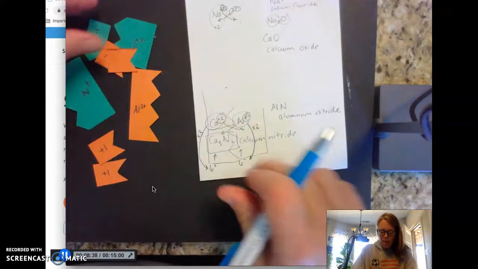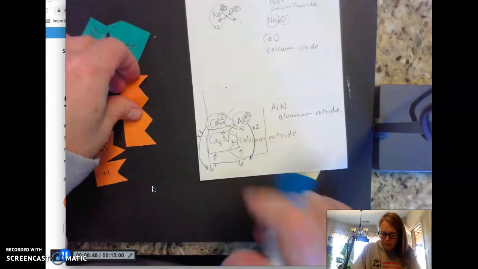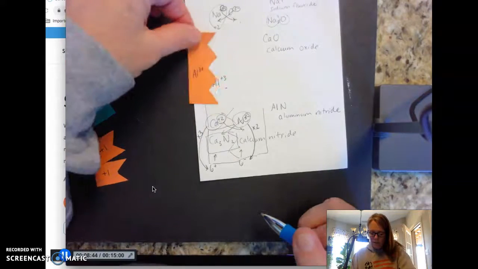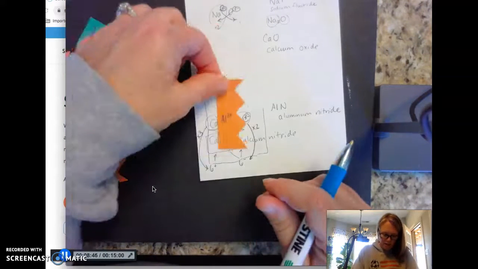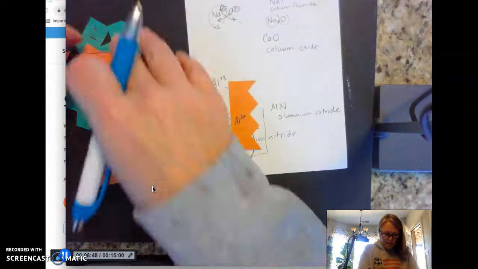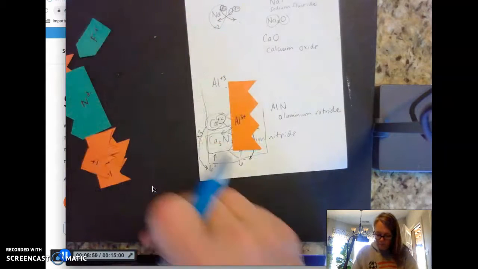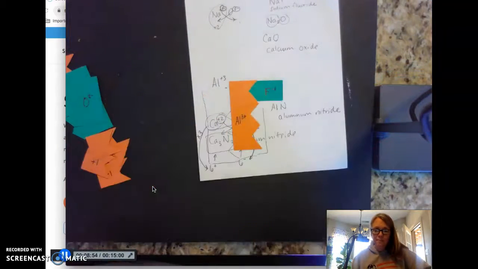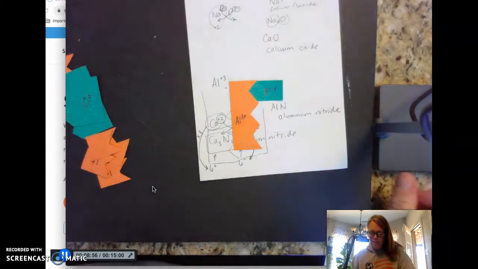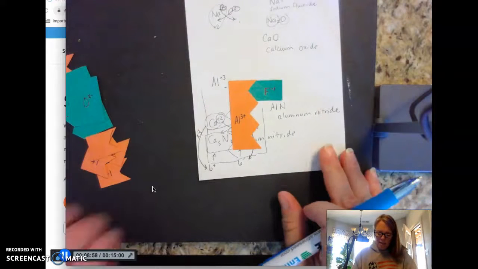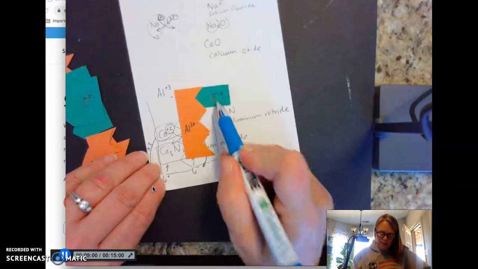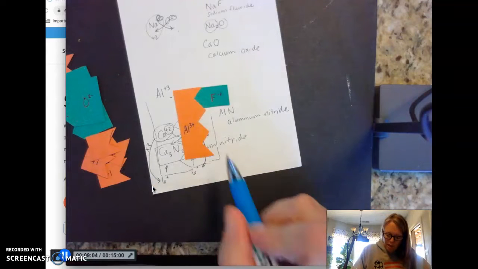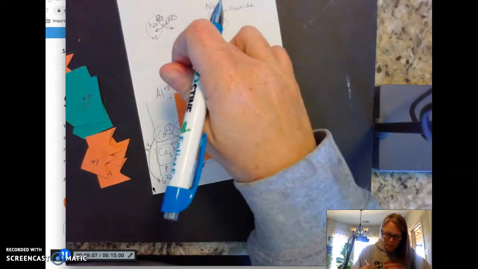What if I take my aluminum plus 3, and let's take fluorine. That one's a little easier to see, isn't it? How many fluorine atoms am I going to need here to fill all those spaces on my aluminum cation? So I've got an aluminum plus 3. I have a fluoride minus 1.